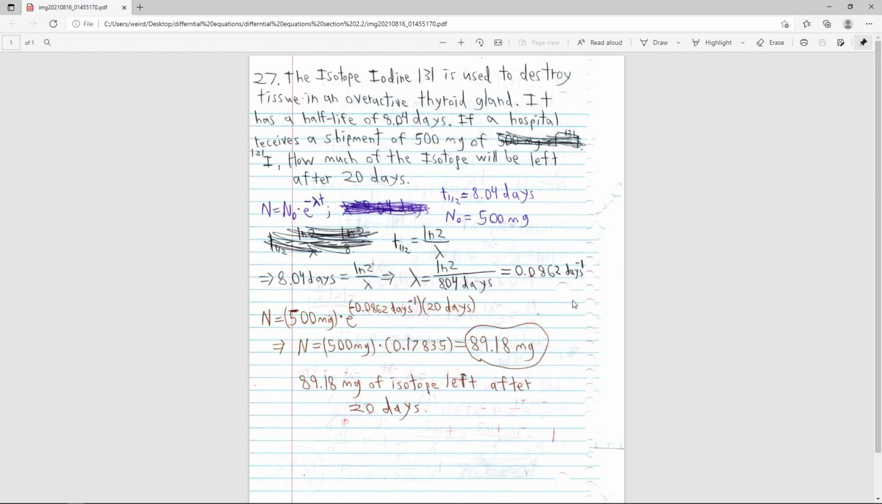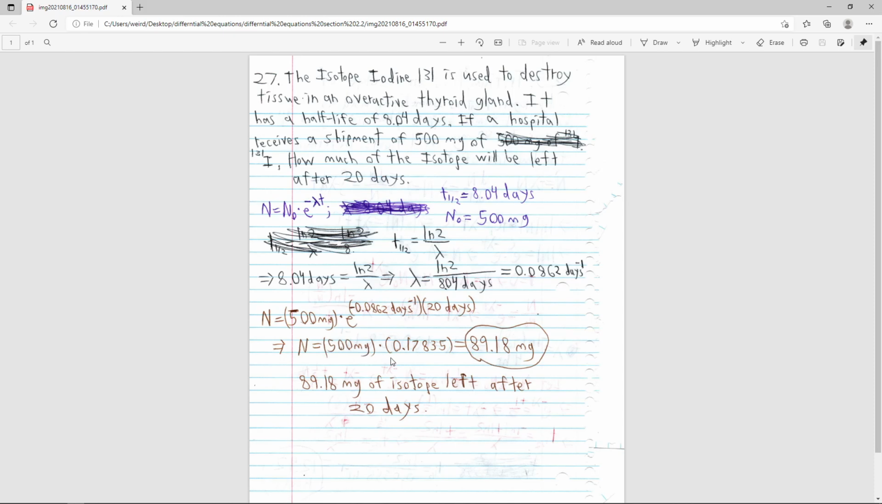You get 0.0862 reciprocal days is one way of saying that. You want to keep units because they cancel out then and it looks nice. I think at times it's nice to show. But that's how this works. And then you just plug into n equals n0 times e to the negative lambda t, because we have lambda, we have t, and we have n0. So 500 milligrams times e to the negative 0.0862 reciprocal days times 20 days, so days cancel out.